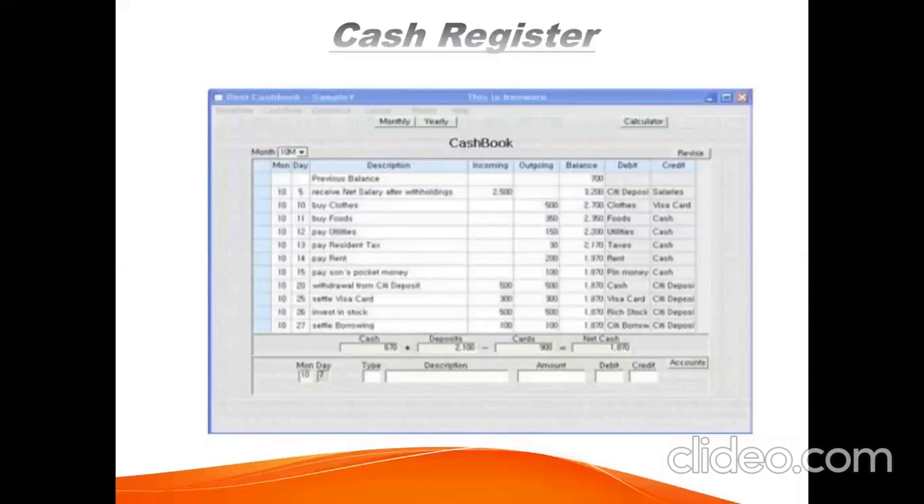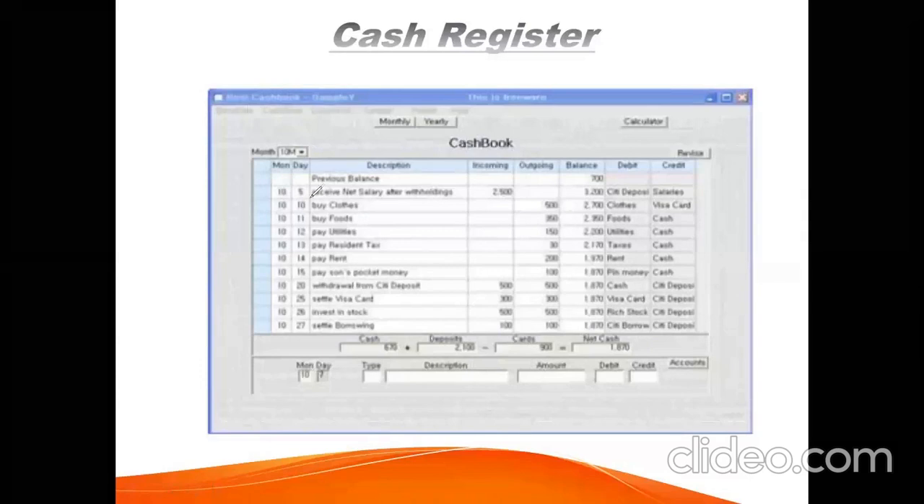Here you can see a specimen of a cash register. This is in the ERP software, that is Tally software. In the descriptions you can see the reason for which the money is either coming in or going out of the business, and the final balances after these events happen are mentioned and derived from this cash register.